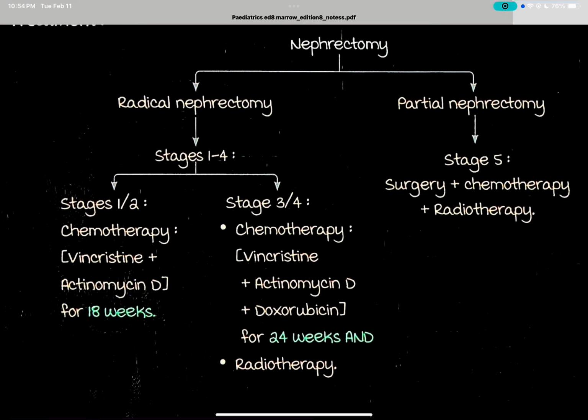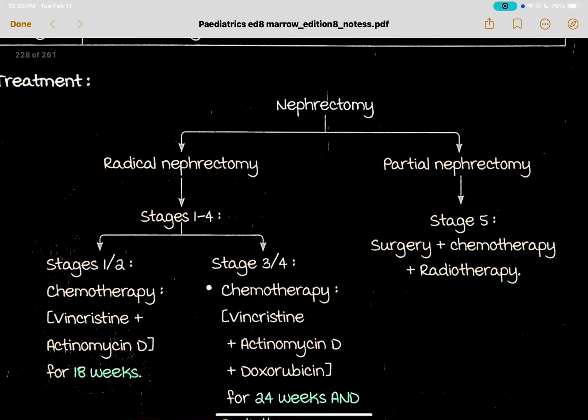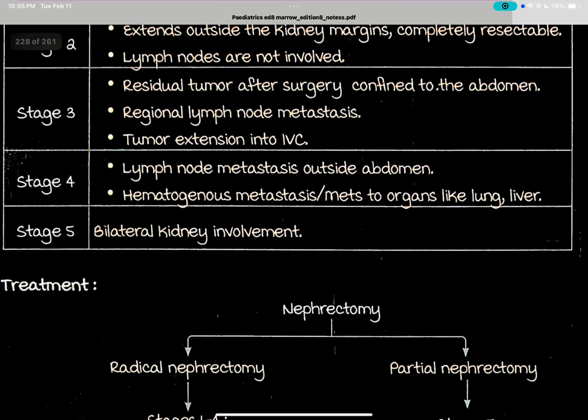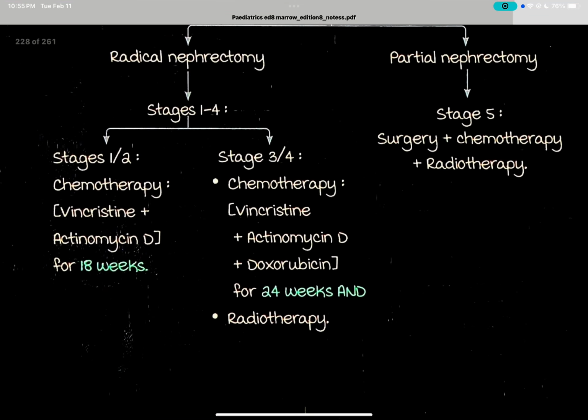Stage 3 and 4. Stage 3 is important: after surgery there is a residual abdominal tumor, localized lymph node involvement, and extension into the inferior vena cava. And stage 4 is mets to lymph nodes outside the abdomen and hematogenous mets to other organs like lungs and liver. So chemotherapy: vincristine, actinomycin D and doxorubicin.